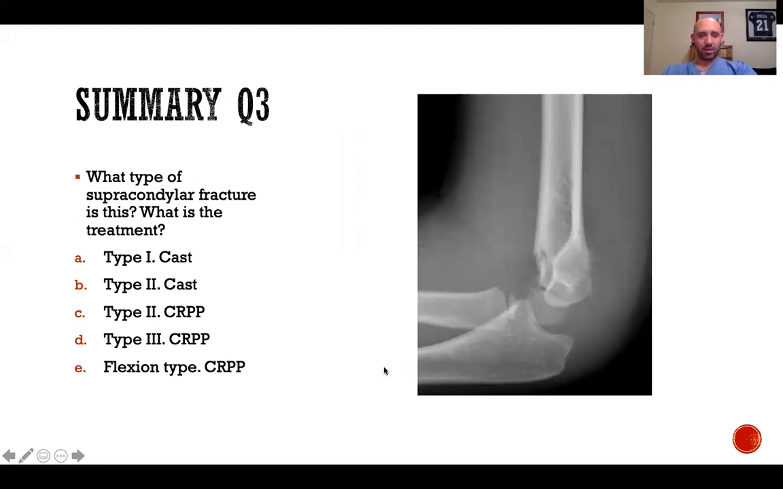All right, last question. So what type of supracondylar fracture is this? And then part 2 is how would you treat it? And again, look at this closely. This is a tricky question. Try to eliminate things if you can, narrow it down, and then come up with your answer.